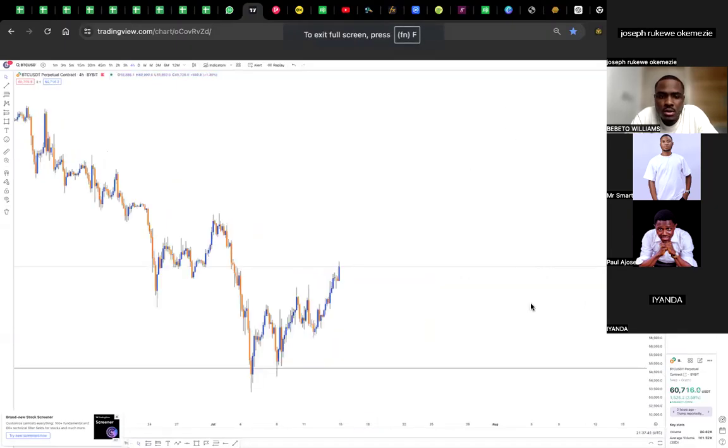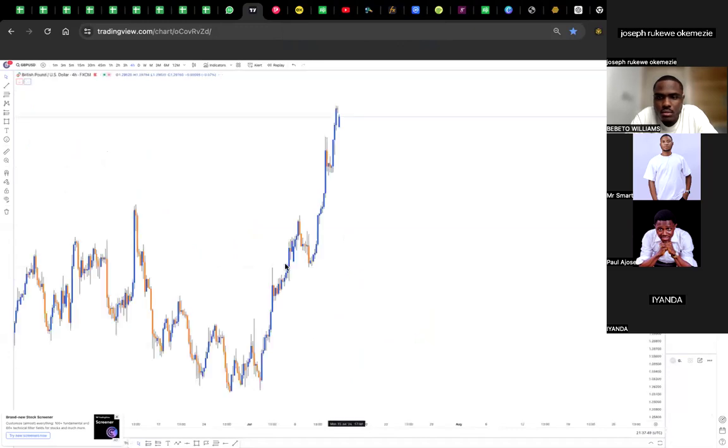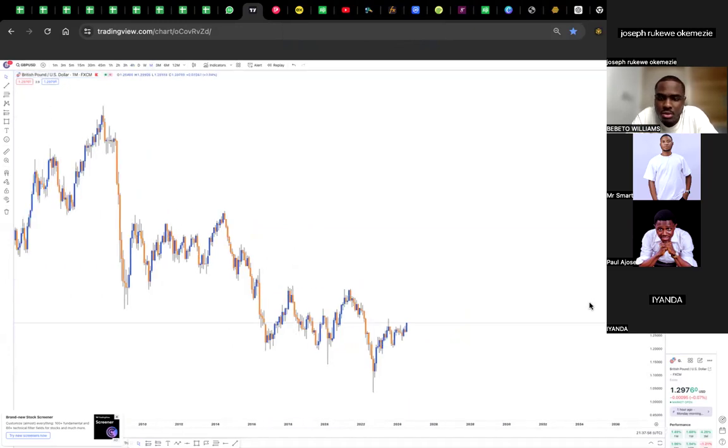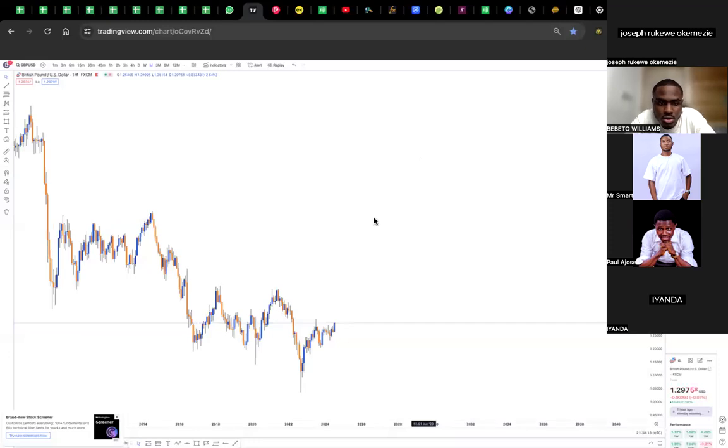So GBP USD. What I'm expecting GU to do. I'll come over to the monthly time frame. Remember, it's the weekly outlook, that's why I'm going from the higher time frames, starting from the weekly time frame, to understand the structure of the market. What is the structure of the market telling me? The structure of the market is telling me that the market is severely on a downtrend.